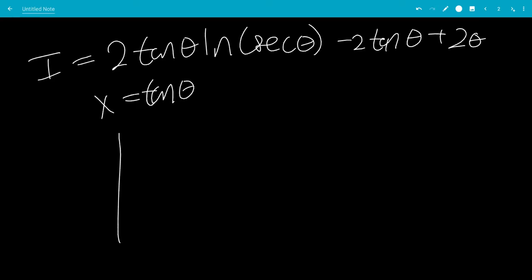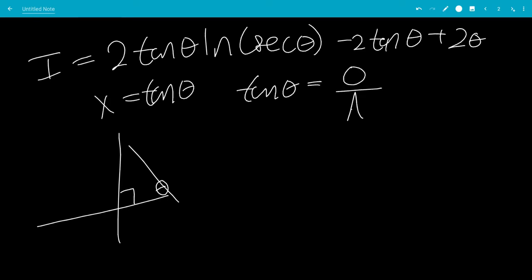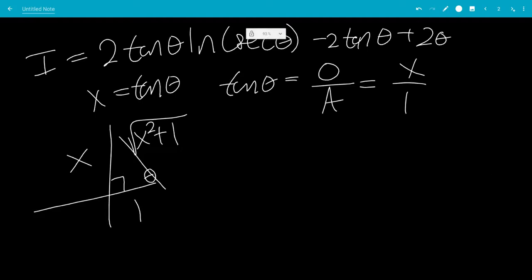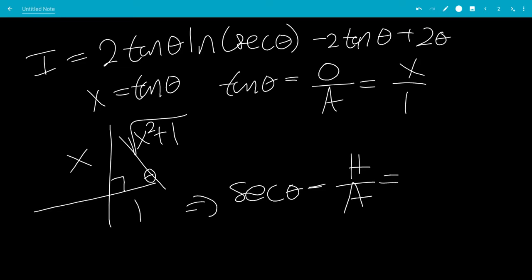So we're going to draw a triangle. Our angle will be here. Tangent theta is opposite over adjacent, and that's x over 1. So opposite would be x here, and adjacent would be 1. And so we have to complete the other side. This is the Pythagorean theorem. It would just be the square root of x squared plus 1. This tells us that secant theta is hypotenuse over adjacent, which is adjacent is 1, and hypotenuse is the square root of x squared plus 1.